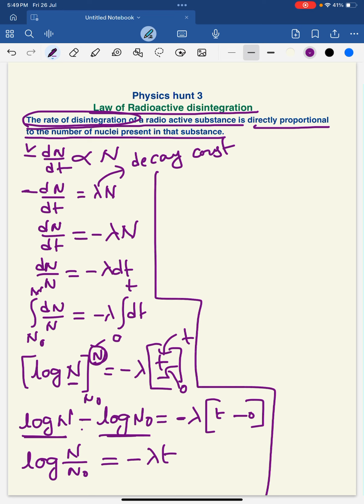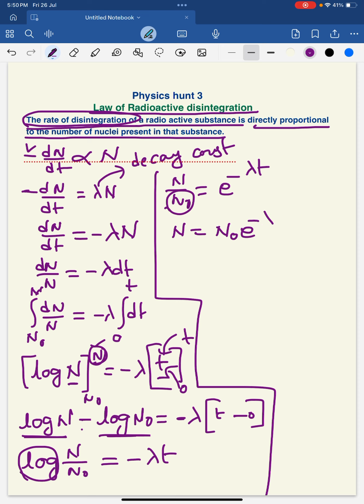So log N by N naught is equal to minus lambda into t. This log term I am taking to the right side. Therefore, N by N naught is equal to e power minus lambda t. Then this N naught term also I am taking to the right side. Then N is equal to N naught into e power minus lambda t. So this is the final expression for the law of radioactive disintegration.